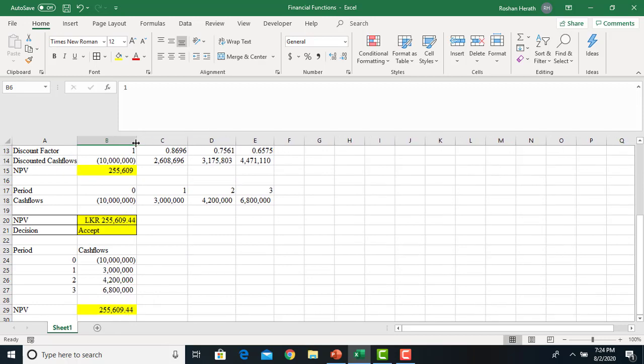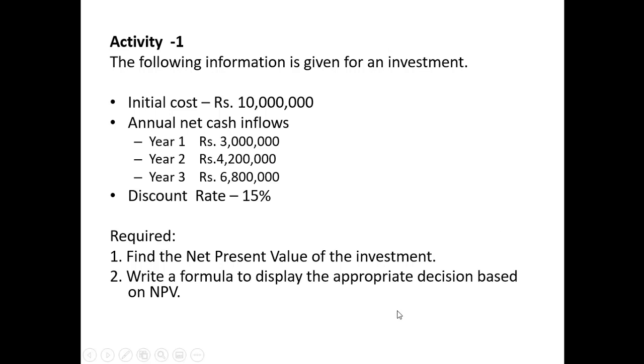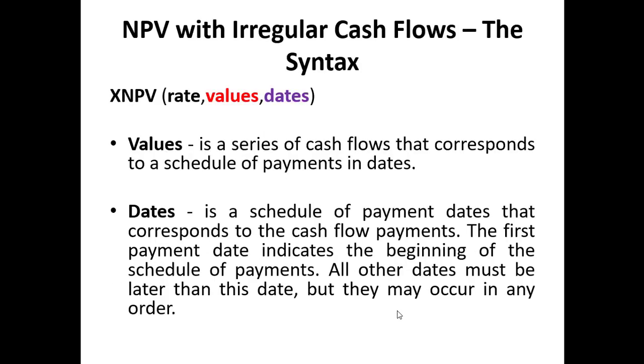That's it. Right, let's now move on to the irregular cash flows. NPV with irregular cash flows. Here it is quite easy. Compared to even the regular cash flows, this XNPV is quite easy. There again you have to specify the rate, that is in fact the discount rate, and also the values, the cash flows must be mentioned. And together with that, one important thing comes into the picture, and that is the dates. You need to specify the dates over there.